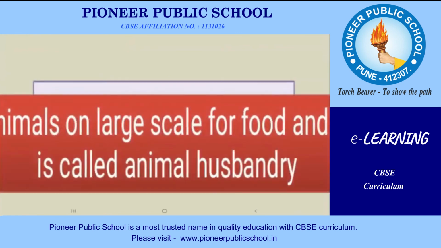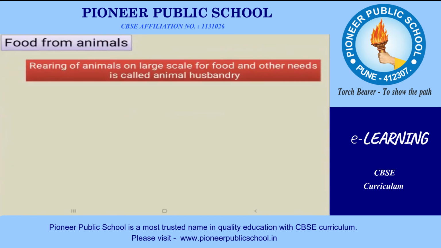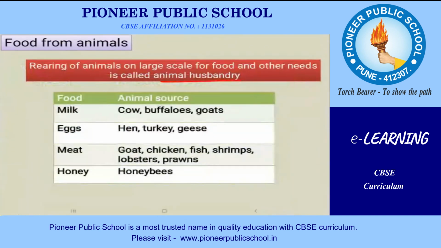Let's study the food from animals. We are rearing animals on a large scale for food and also for other needs. And this rearing of animals is called animal husbandry. Okay, students, here is the list of some food products. First is milk, which we get from cows, buffaloes and goats. Second is eggs, which we get from hens, then turkey, then geese, etc. birds. Then we have the third product, that is meat.